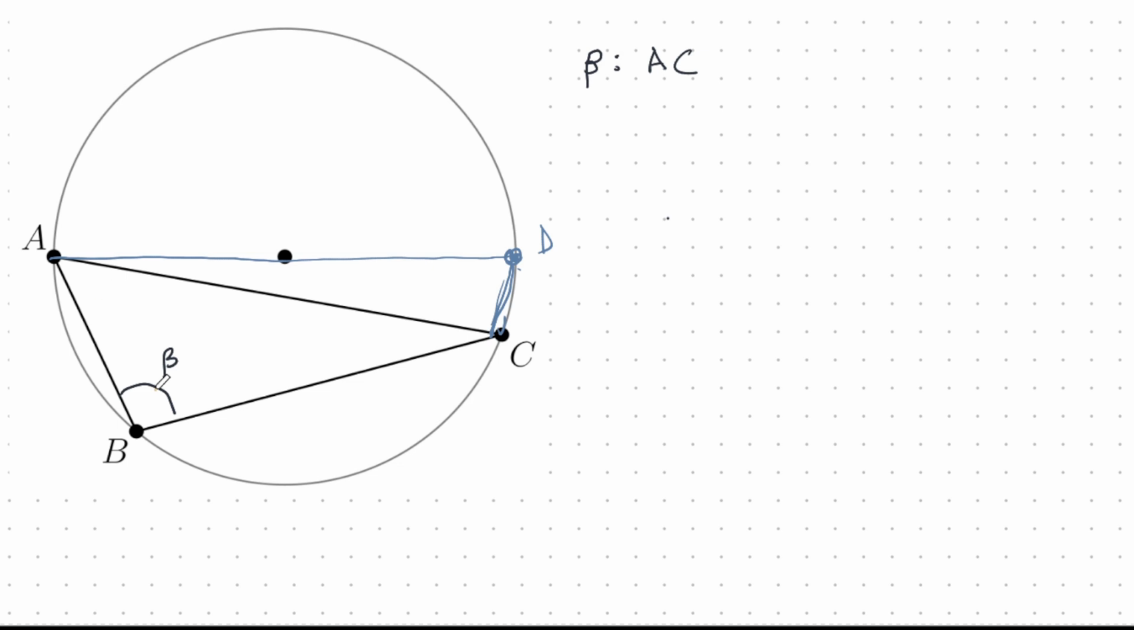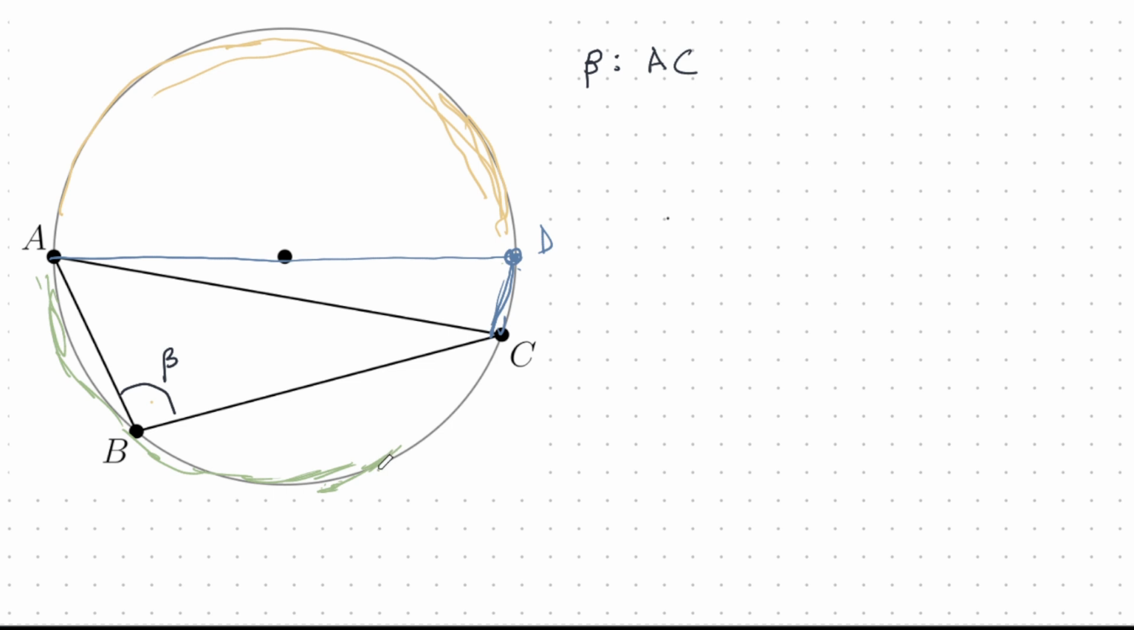Let's use color. Angle B intercepts this big arc here, while angle D intercepts the smaller one here, or slightly smaller one. Actually, is it smaller?